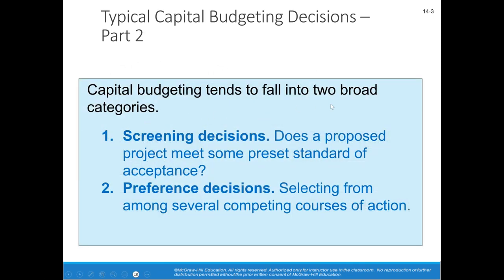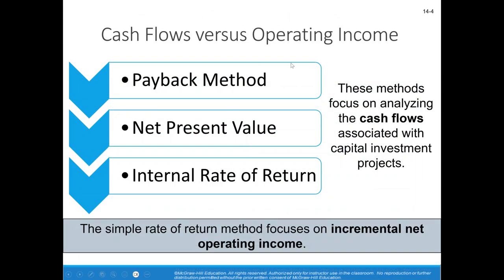Capital budgeting tends to fall into screening decisions: does a proposed project meet some preset standard of acceptance? And preference decisions: selecting from amongst several competing courses of action. And so there are various ways to evaluate a project. And this really has to do with analyzing cash flow.